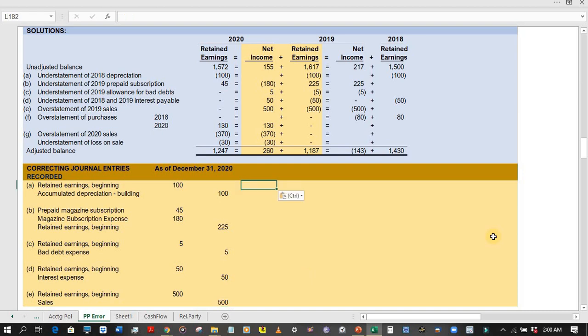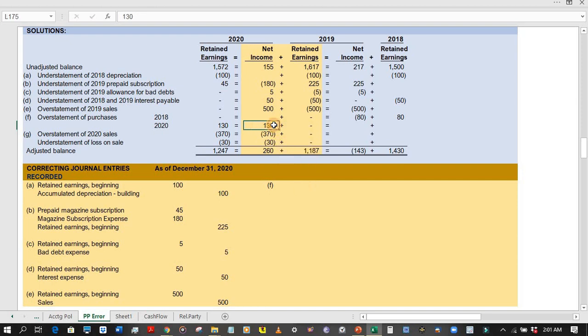Now let us proceed to letter F. This is the overstatement of purchases in 2018 and 2019. In 2018, as we look into these two columns, there are no related adjustments for net income in 2020 and retained earnings. So it means in 2020, there will be no adjustments related to the overstatement of 2018 purchases. But for 2020 purchases, we have an adjustment to net income, which is an addition of 130 pesos. And there is no adjustment as to the retained earnings.